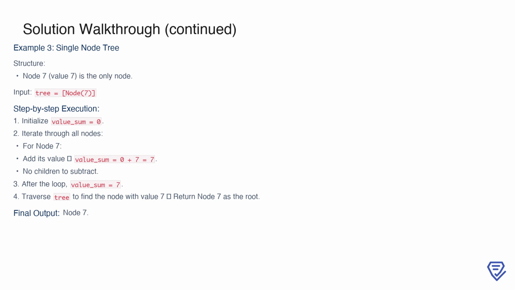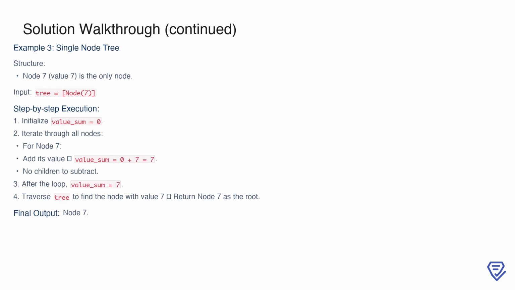As before, we start by initializing value_sum to 0. Since there is only one node, adding its value directly results in value_sum equals 7. With no children to subtract, the loop ends, and value_sum remains 7.